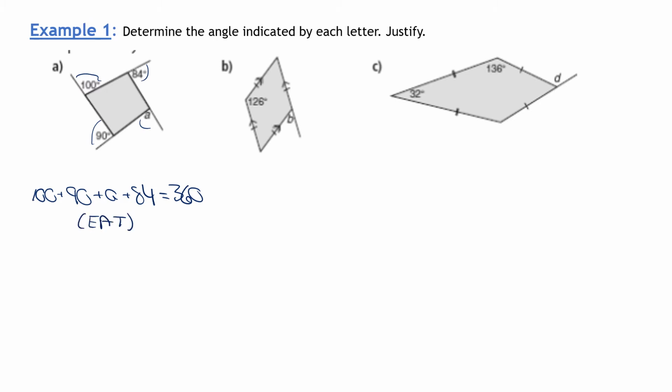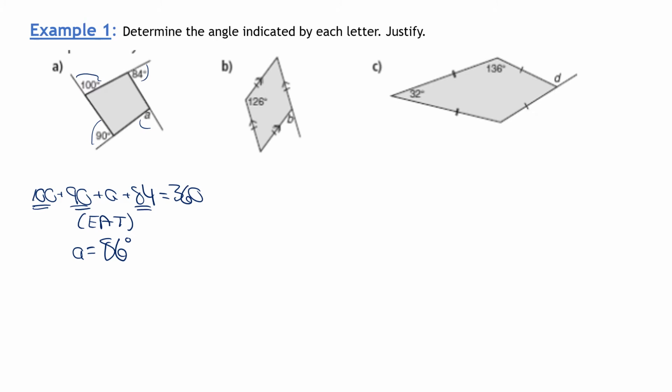EAT. I don't have any degree symbols in here yet because I don't need them until the end, just like I wouldn't put centimeters in until the end. So we have some like terms. Back to algebra. We collect our like terms. There's 100 and 90 and 84. We put all of those together. Then we subtract them from 360. And I'm going to skip ahead here. A equals 86 degrees. There's my degree symbol. Okay, so that's the end of the first one.